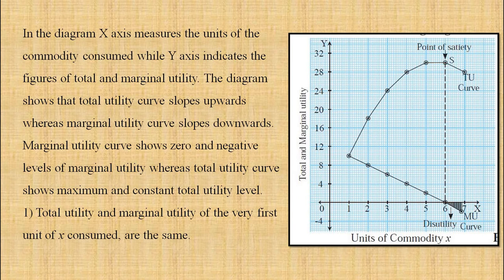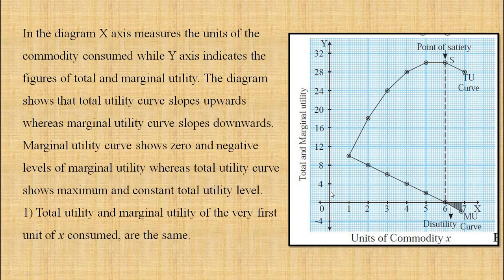Minus 2 is negative. Let us understand how we can explain this with the help of a diagram. In economics, diagrams and tables are really very important, so you have to draw the diagram in a very nice way. This axis is called the x-axis, this axis is called the y-axis. The x-axis measures the units of commodity, and the y-axis indicates the total utility and marginal utility. First you have to draw the diagram, give the names x-axis and y-axis, then write what you are measuring on the x-axis and on the y-axis, so we can understand what we are drawing.